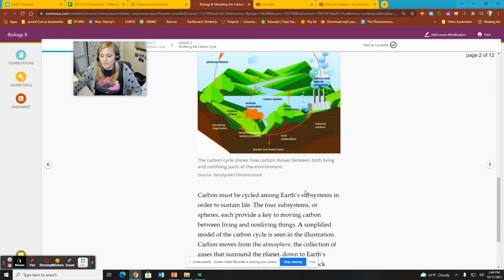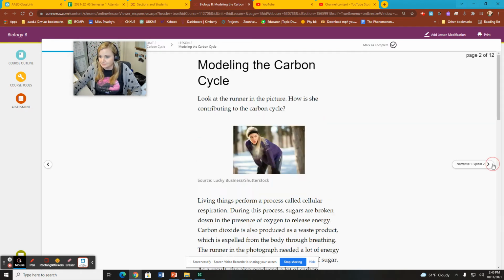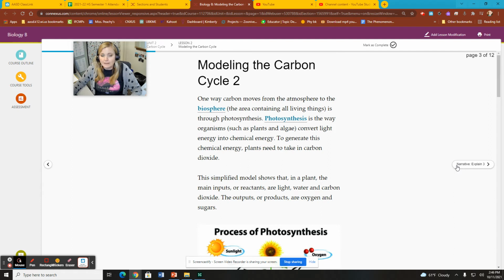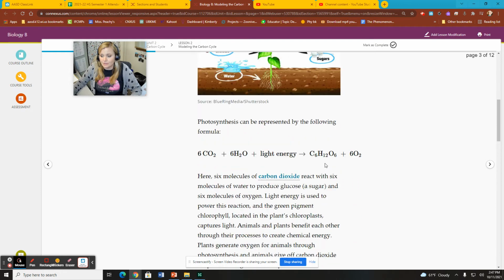The Earth, the geosphere, is also a reservoir for the storage of carbon dioxide. All right, so we talked a little bit about breathing and photosynthesis. This is one way in which carbon moves from the atmosphere to the biosphere. It is taken in by plants, and it is used in photosynthesis along with water to help make sugars. And we're very familiar with the process of photosynthesis because we studied that last semester, right?